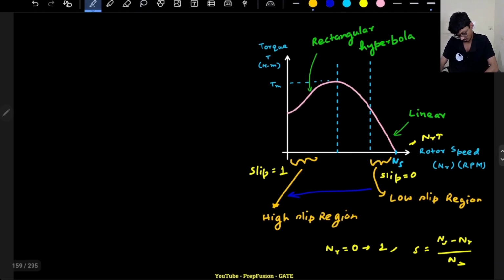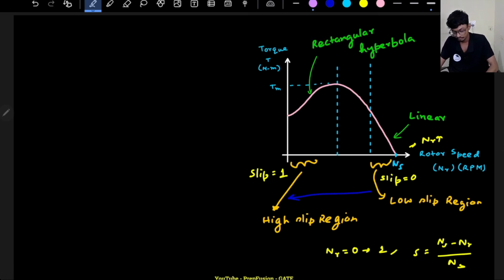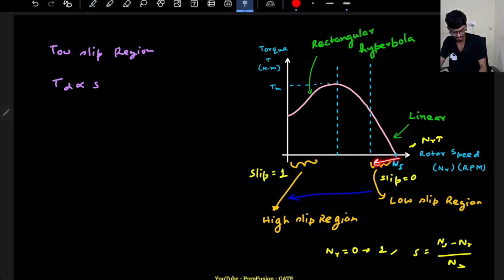What can I say? If I'm moving to the left, in the low slip region, we have concluded that my developed torque is directly proportional to the slip. So if I'm moving in the increasing direction, torque will also increase. I'm observing torque here is increasing, linear. In this region it is a rectangular hyperbola, in the high slip region. Sorry, this is the low slip region.